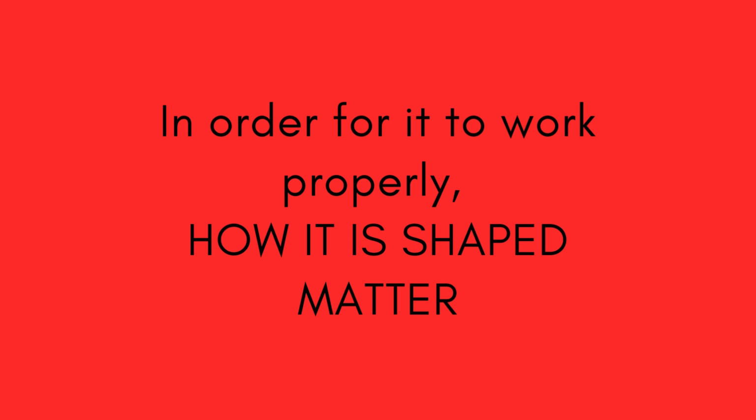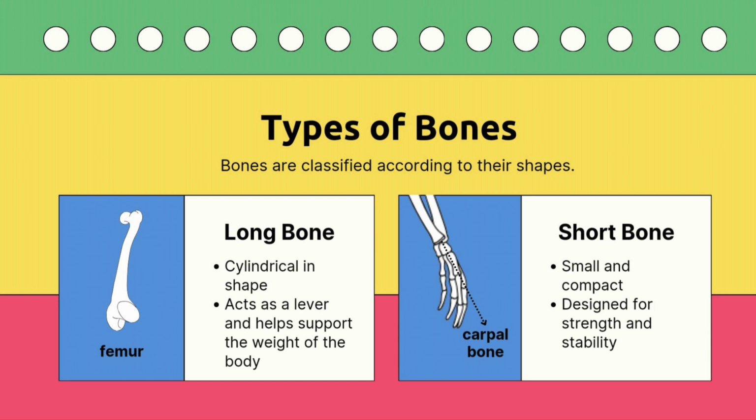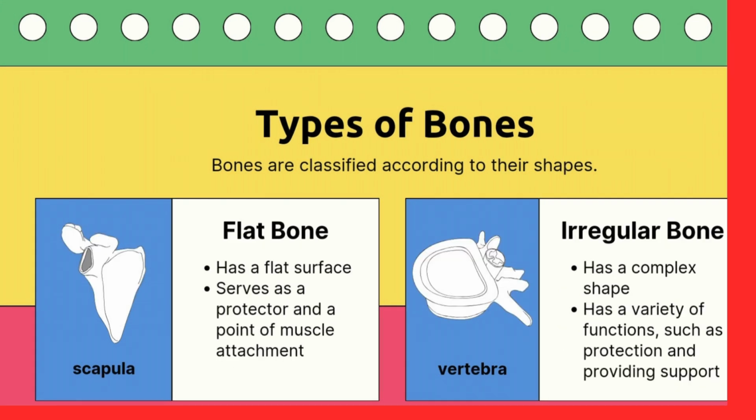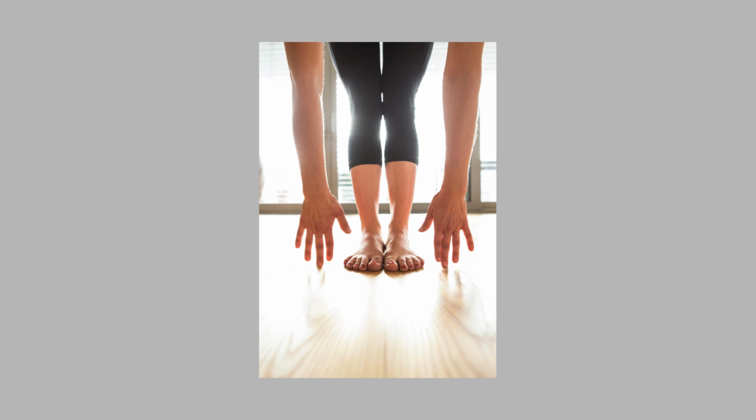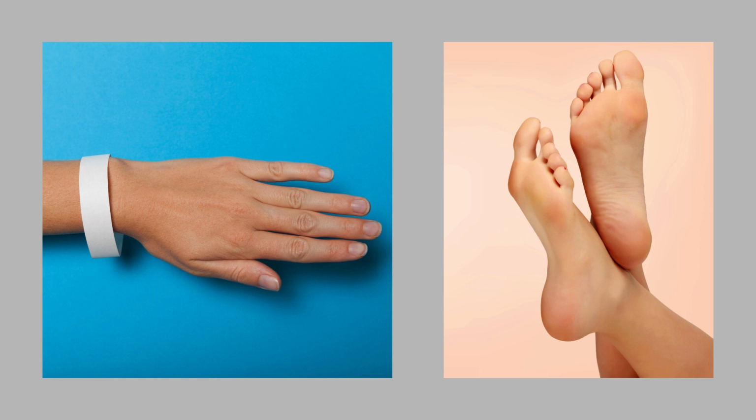Then we have the classification of bone shapes. We have 4 different types of bone shapes: long bones, short bones, flat, and irregular bones. Our long bones consist of our legs and arms. The short bones are cube-like bones. They provide support and stability, even in the absence of motion, and allow movement of the limbs. It includes the wrist and the feet.